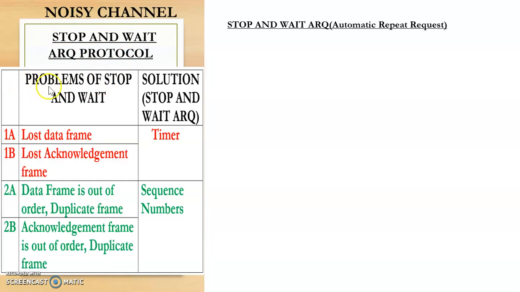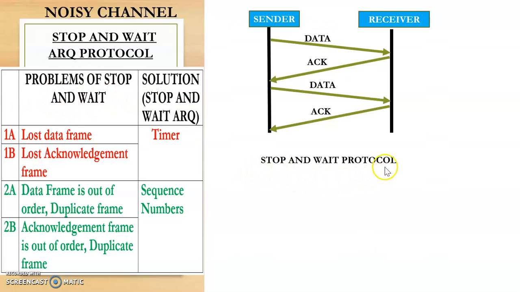First let us discuss some of the problems of stop and wait protocol and how stop and wait ARQ protocol handles these problems. This stop and wait protocol we have already discussed in the previous video. In stop and wait protocol, first the sender will send one data frame and the receiver, after receiving the data frame, will send an acknowledgement frame. Only after the acknowledgement frame is received by the sender can it send the next data frame.